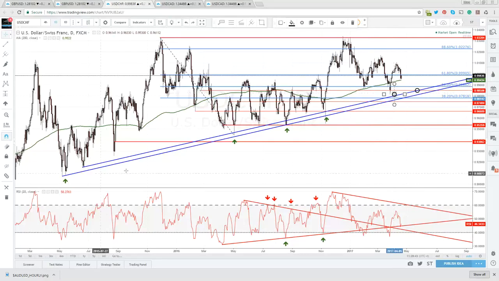But I do think that this area, these trend lines, so to speak, we'll have to test them again. We will, and it will happen.